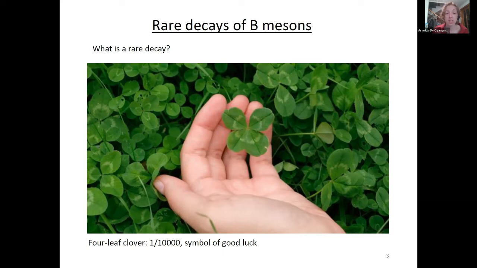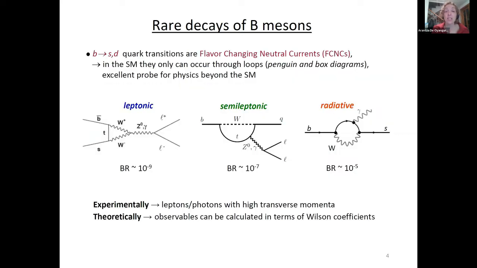Usually they have just 3 teeth, and in Europe it is a symbol of good luck. So if you are able to find one of these clovers, that means that you are going to be lucky. So what it is really is a rare decay, something so rare. This is 1/10,000. So when we are talking about rare decays, the branching ratios are very small.